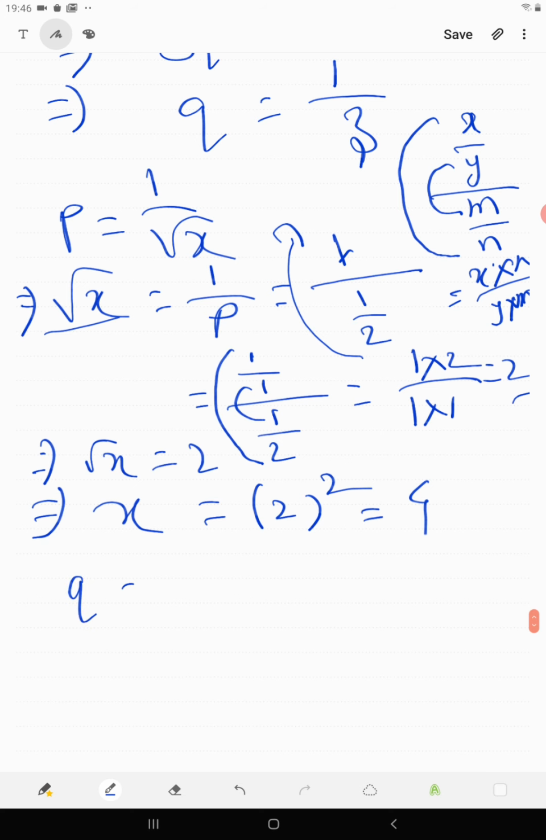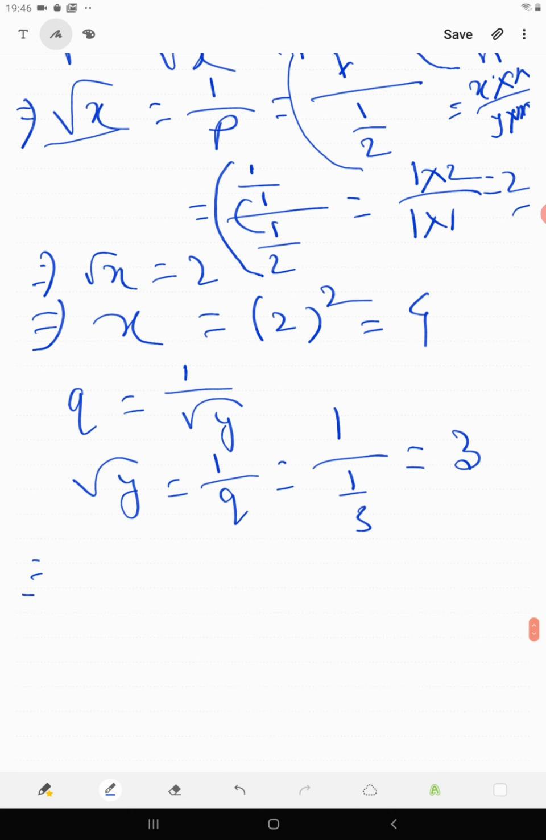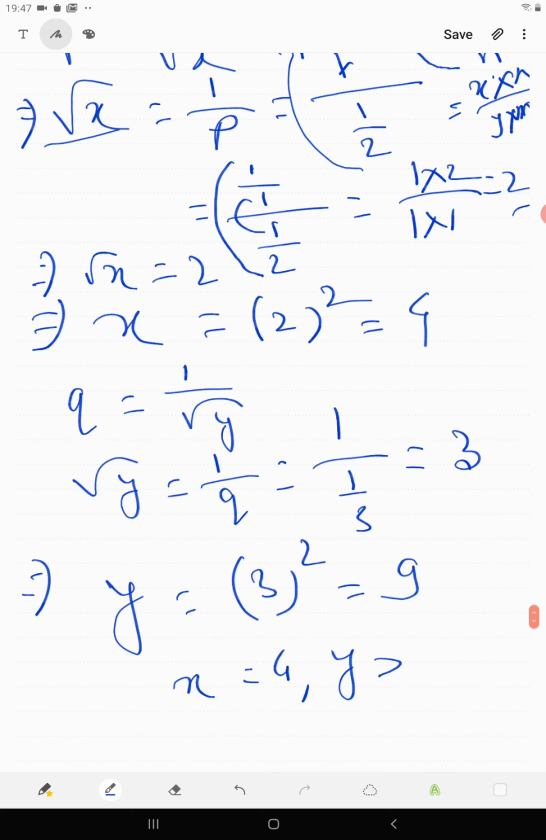Now q equals 1 by root y, correct? So root y equals 1 by q. Now 1 by q is 1 by 3. Same way as I have done at the top, it will be 3. So this simplifies. Now the root on the left will become a square on the right: 3 square, that is equal to 9. So we have got x equals 4 and y equals 9. Answer. I hope you understood it.